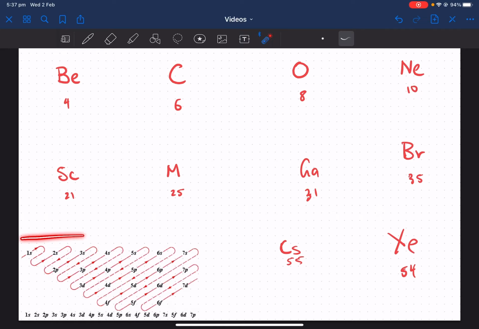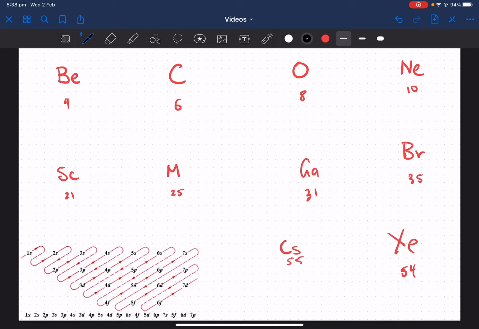This diagram down the bottom here tells you the order in which the shells fill up. To start with, it's fairly self-explanatory until we get to this 4s here, because this 4s shell will fill up before the 3d shell will fill up. It makes it a little bit confusing, but the more practice you get, the easier it will be.